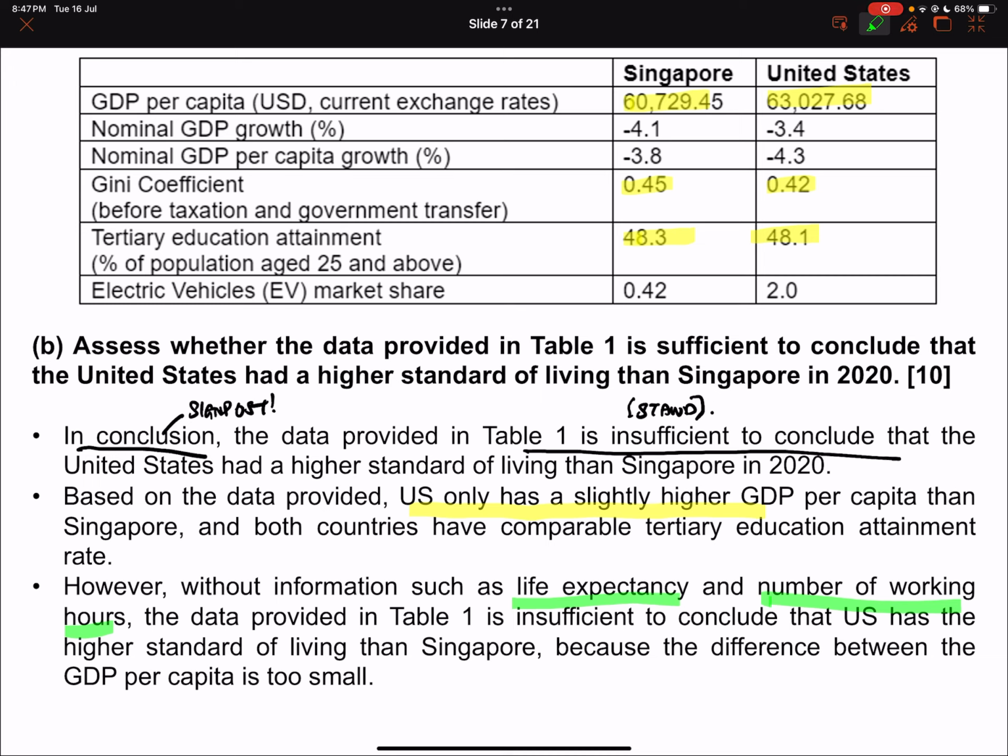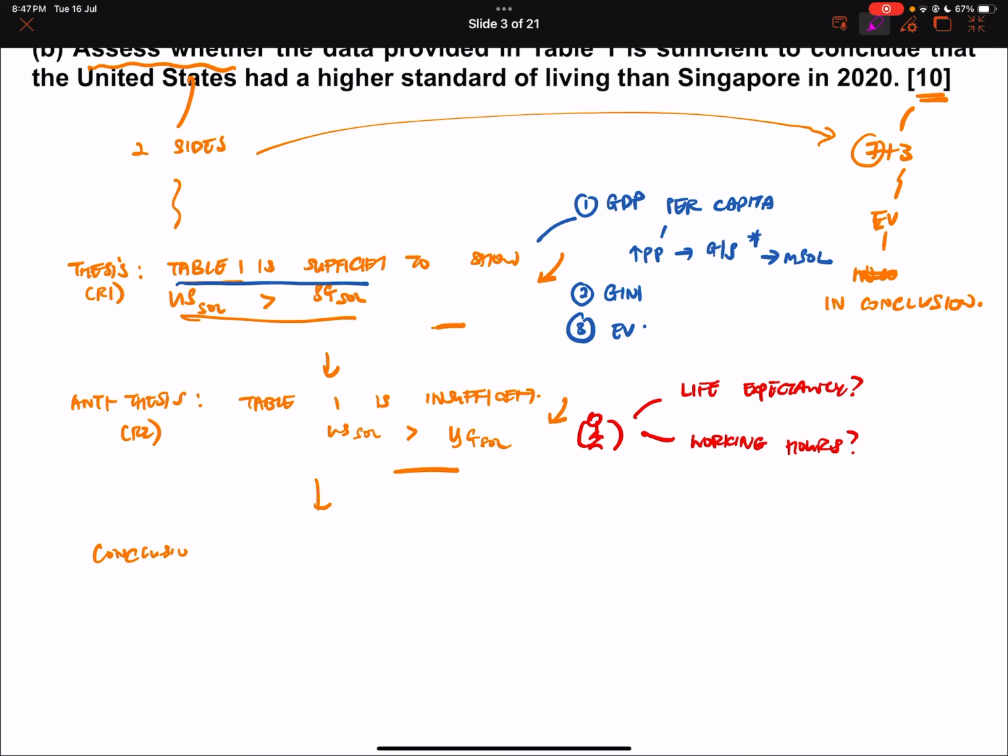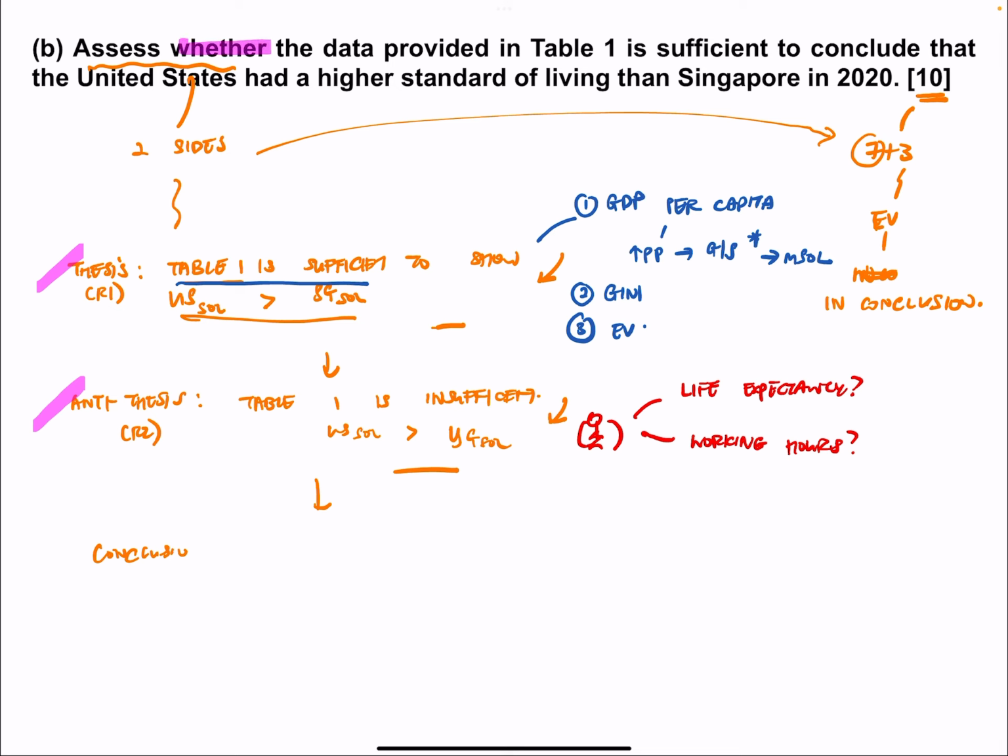Again, because the difference between the GDP per capita is actually really small. That's the reason why you have to go and look at all the other indicators. If the GDP per capita was bigger, maybe, I think the data is actually sufficient already. Okay, so again, for a 10-mark question, you make the main argument, the antithesis, the other argument, because it's assess whether, and then finally, because it's a 10-mark question, you come up with a conclusion.